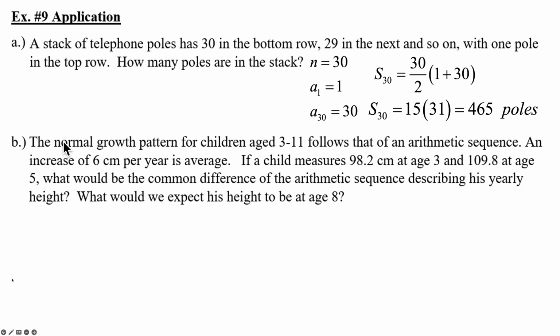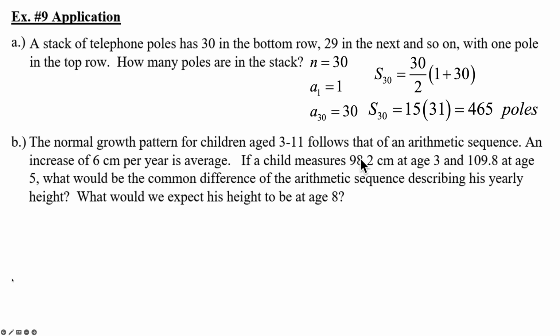My last word problem here says the normal growth pattern for children aged 3 to 11 follows that of an arithmetic sequence. An increase of 6 centimeters per year is average. If a child measures 98.2 centimeters at age 3 and 109.8 at age 5, what would be the common difference of the arithmetic sequence describing this yearly height?